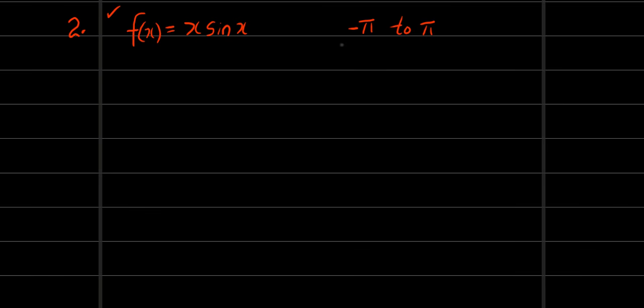Okay, whenever you get the limits from minus pi to pi, you should remember to check whether the given function is even or odd. Because if the limit is in the form minus a to a, and if the function is odd, then you don't have to find a0 and an. And if the function is even, you don't have to find bn. At least we'll have some advantage.